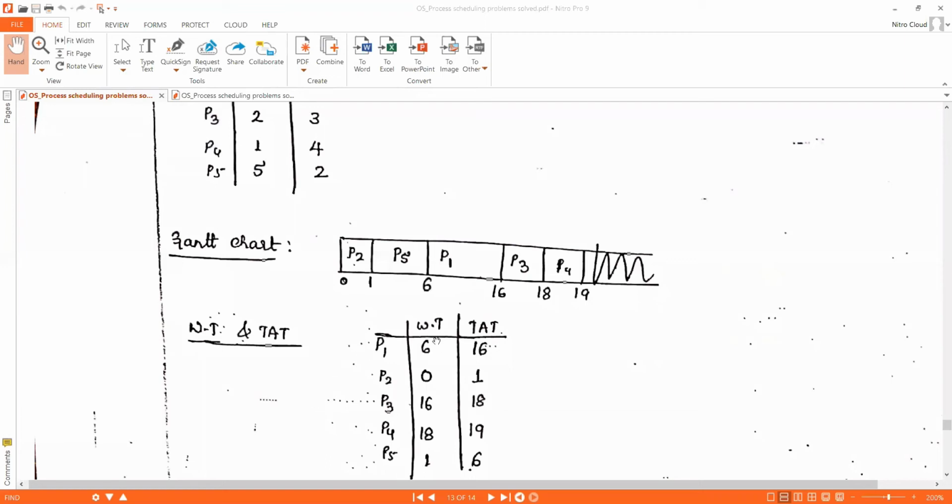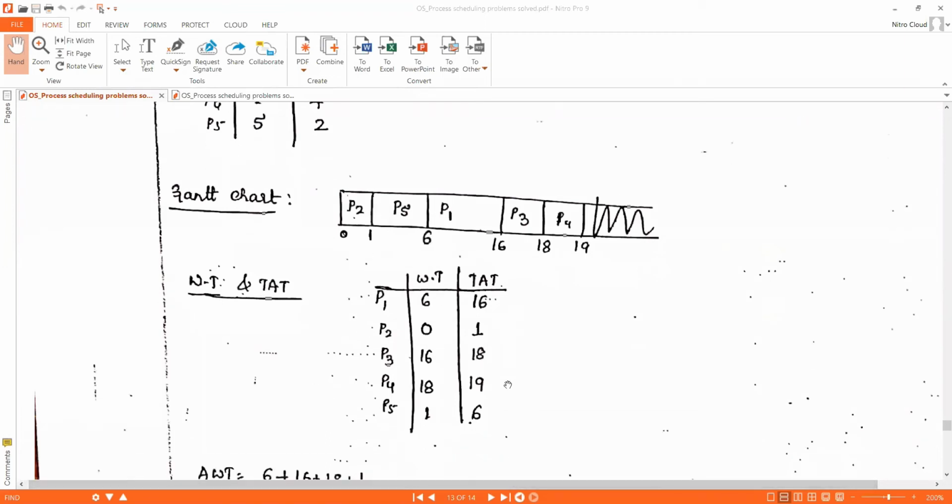Okay, like this we can find the waiting time and turnaround time. Waiting time is nothing but the time the CPU is allotted to that particular process minus its arrival time. Okay, that is waiting time. Whereas turnaround time is the sum of the burst time and its waiting time.